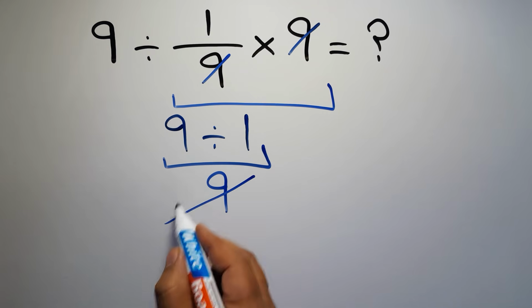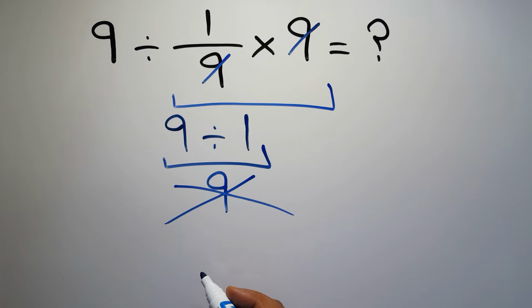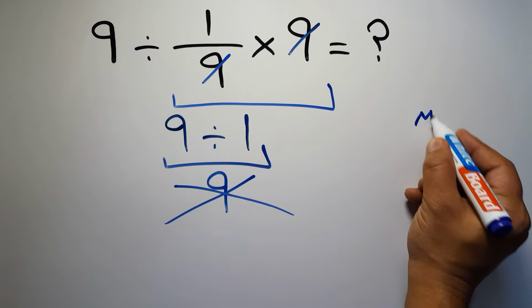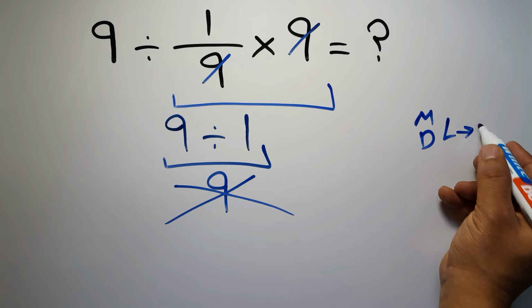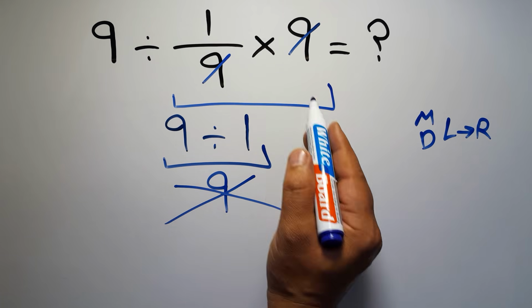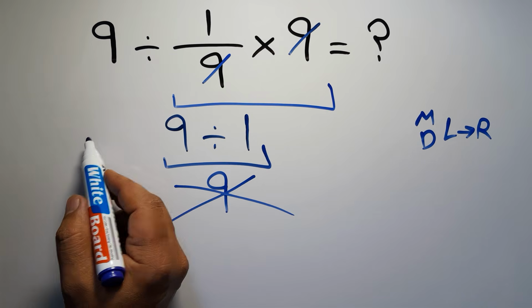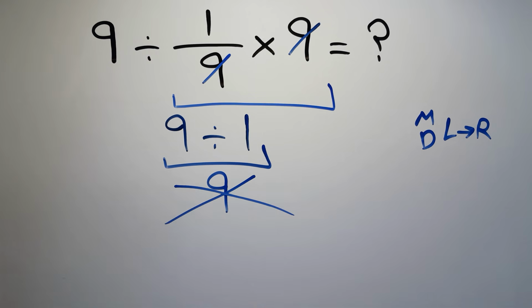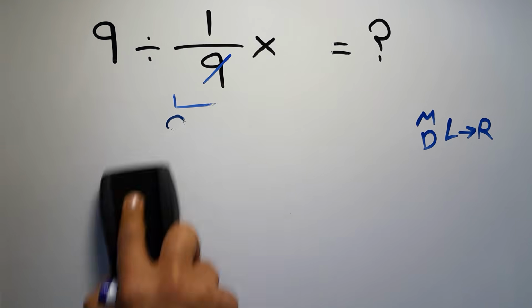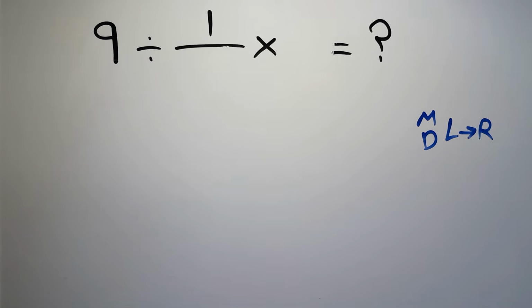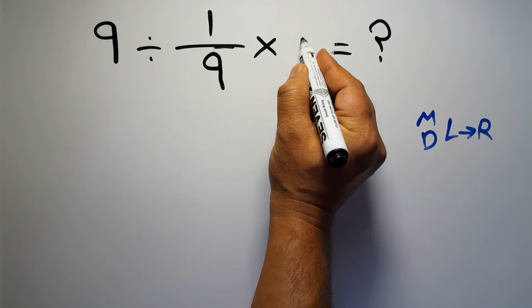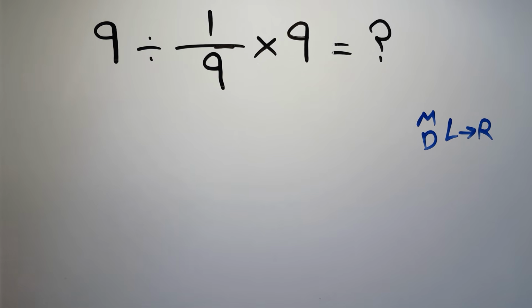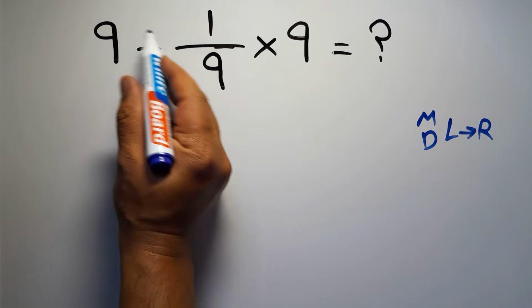But this answer is not correct, because according to the order of operations, multiplication and division have equal priority, and we have to work from left to right. So here, first we have to do this division, then this multiplication. If we do this multiplication before this division, it is wrong. So first we have to do this division.